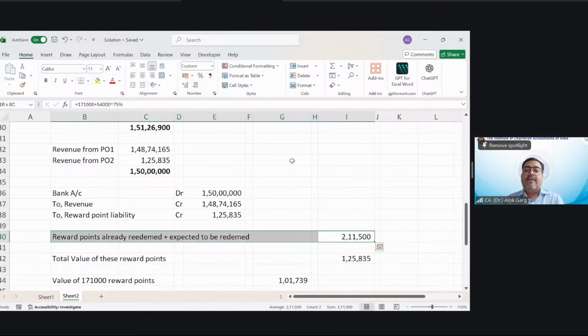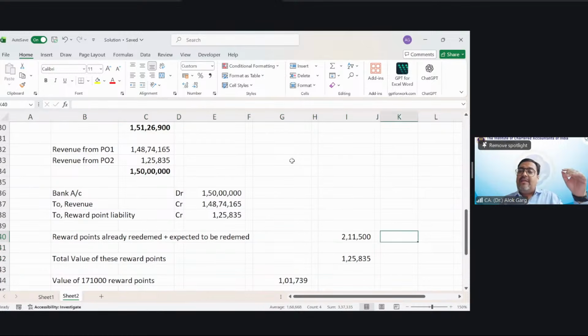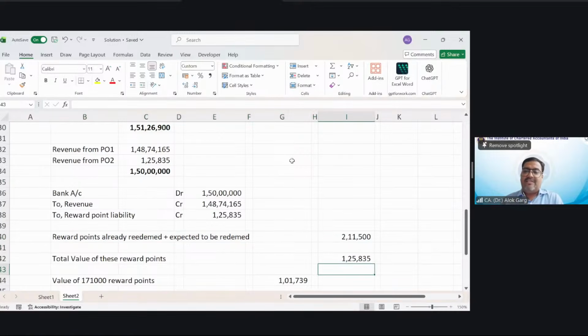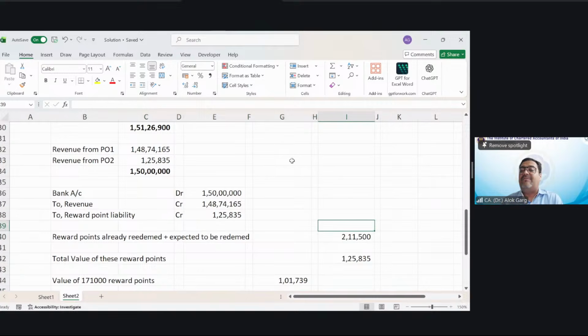2,11,500. Now, what is the value of these 2,11,500 reward points? The revenue portion. See, what was 126,900? That was the standalone selling price. But what is the value of these 2,11,500 reward points? Its value is 125,835.